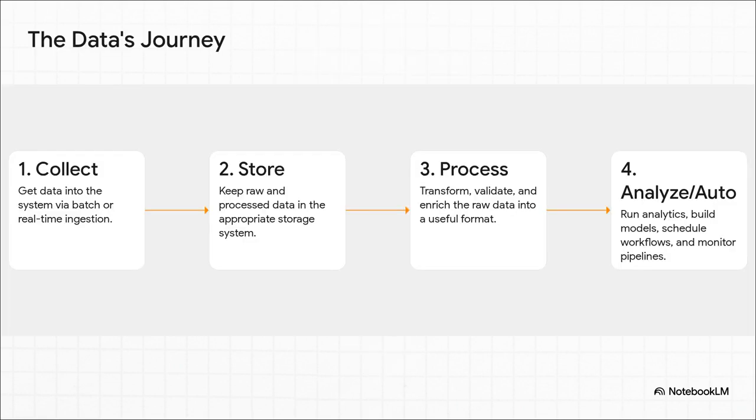And to really get our heads around that pipeline, we're just going to follow a simple four-step journey. This is the path the data itself takes. First, we'll see how it's collected. Then, where it gets stored. After that, how it's processed. And finally, how we analyze it and automate the whole shebang. It's a really logical flow that makes the whole thing much easier to understand.